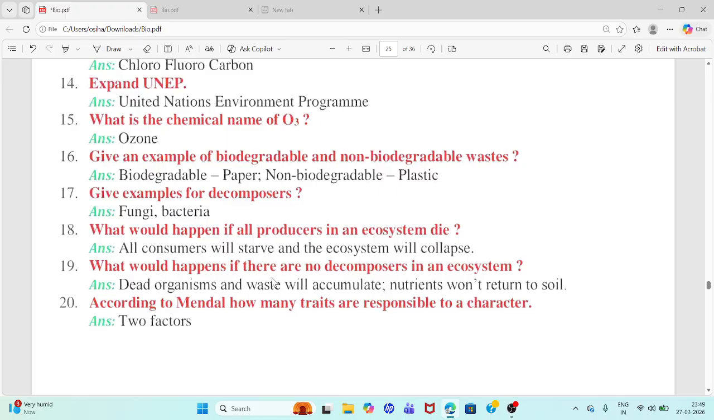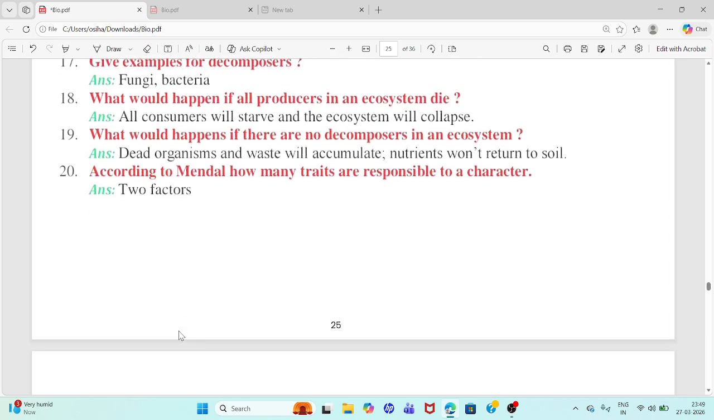What would happen if there are no decomposers in an ecosystem? Dead organisms and waste will accumulate. Nutrients won't return to soil. Twentieth question: according to Mendel, how many traits are responsible for a character? Example: two factors.